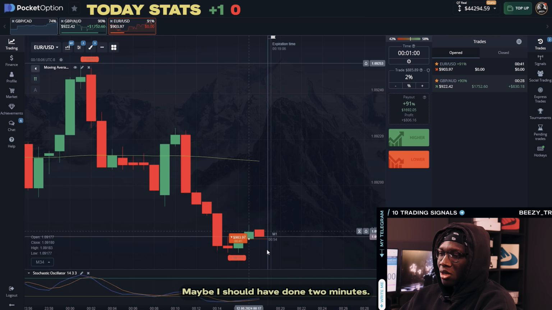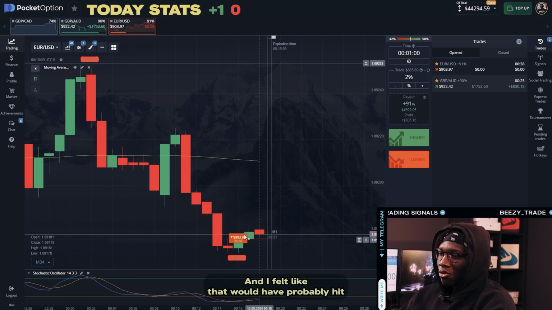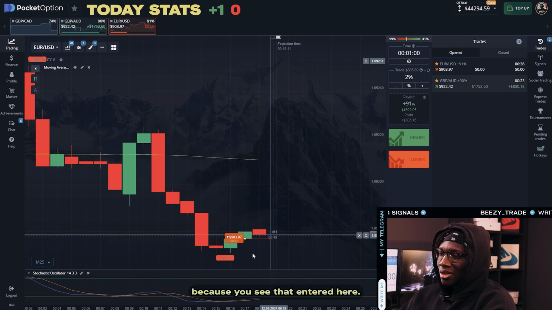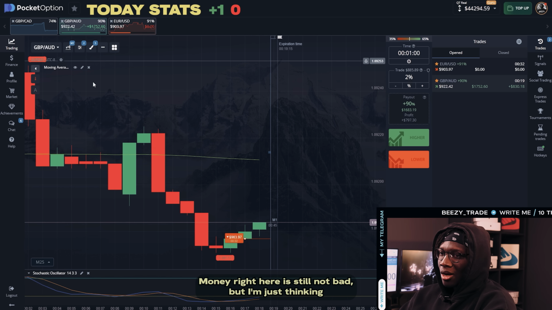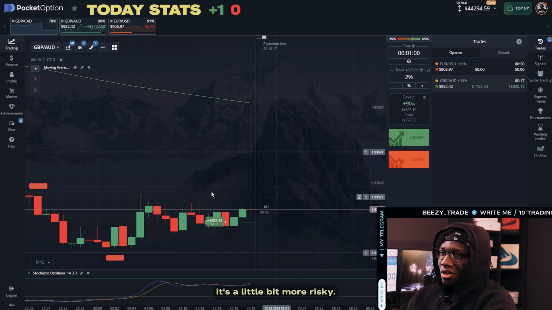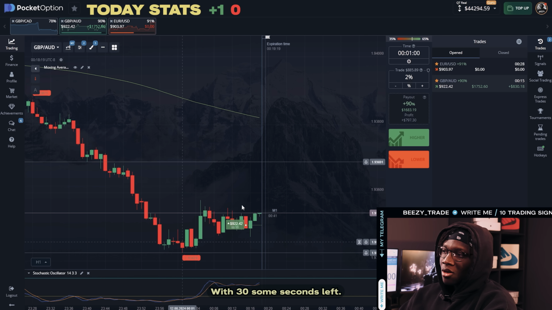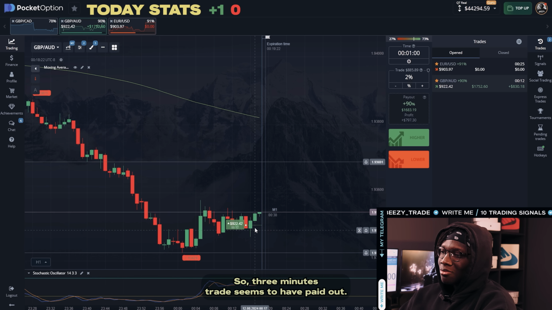Maybe I should have done 2 minutes. And I felt like that would have probably hit. Because you see, if I had entered here, come on, that would have been gold money. But right here is still not bad, but I'm just thinking it's a little bit more risky with 30-something seconds left. So our 3-minute trade seems to have paid out.